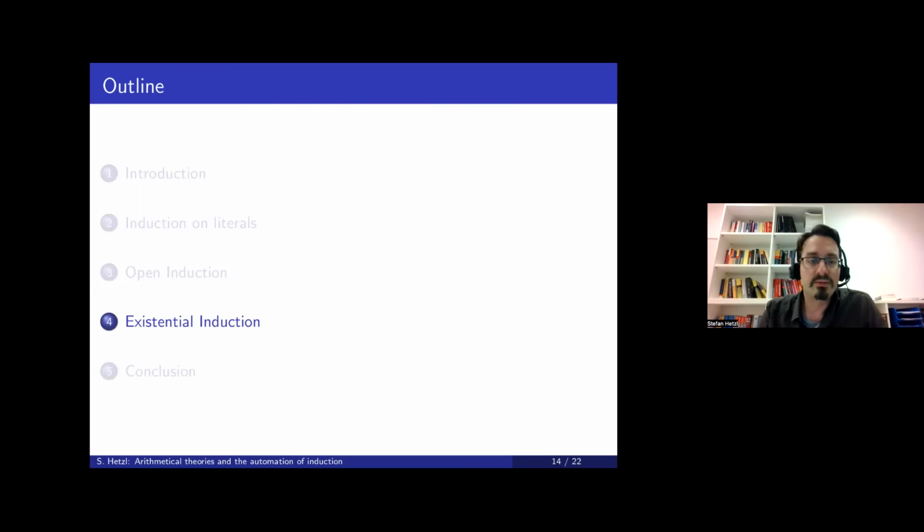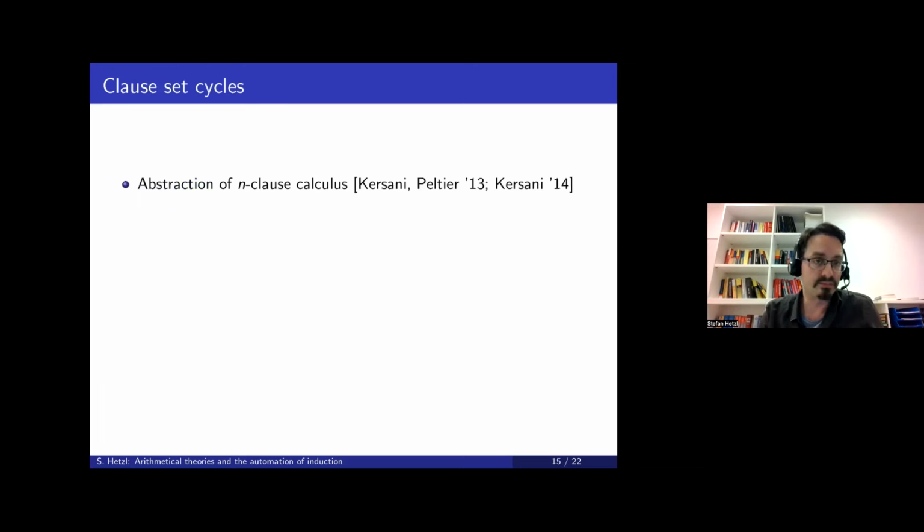Now I would like to move on to existential induction. We'll see that there is another system from computer science that in some sense corresponds to existential induction. The concept I would like to talk about here is clause set cycles. This is an abstraction of the n-clause calculus that was introduced almost 10 years ago now by Cassano and Peltier. The n-clause calculus is also a method for inductive theorem proving.